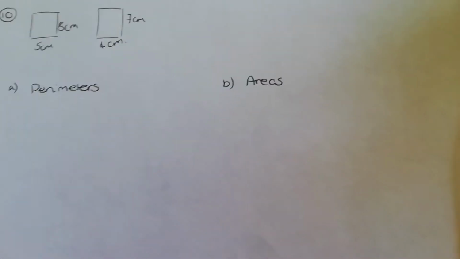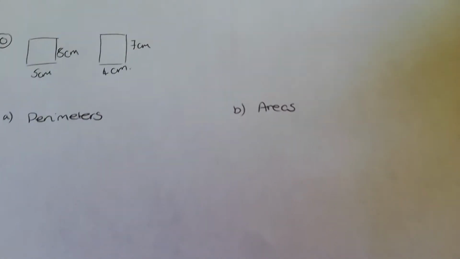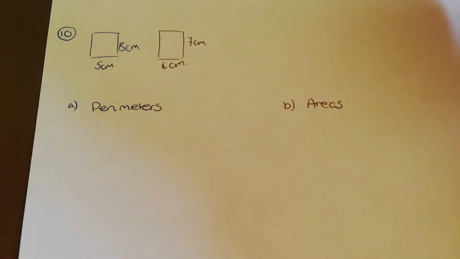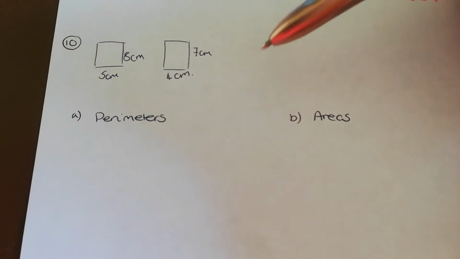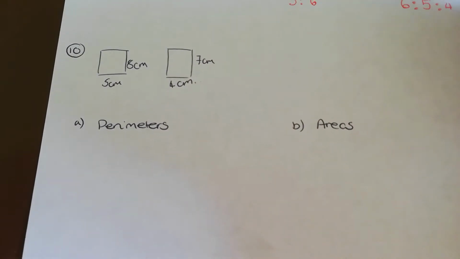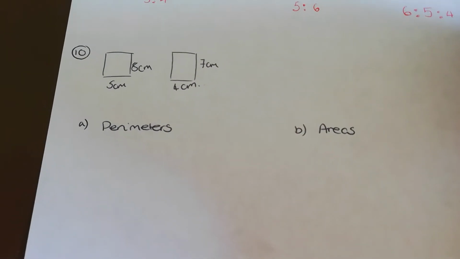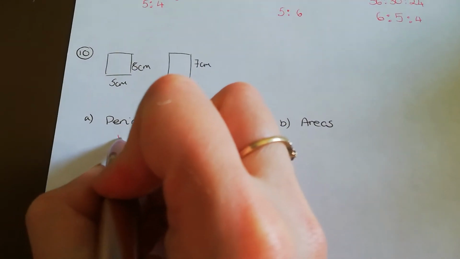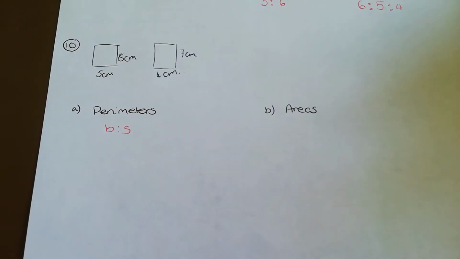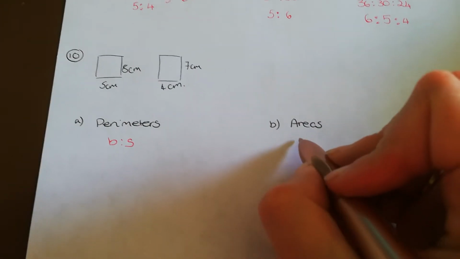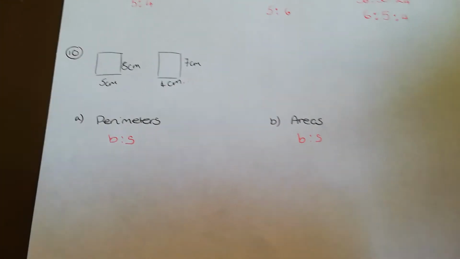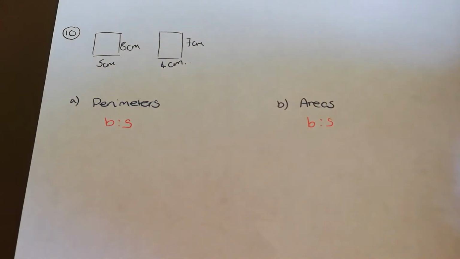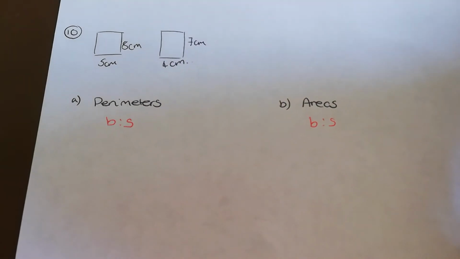And then the final question is question 10. Now in question 10 we were told we had 2 pictures. One was 5 centimetres by 8 centimetres and one was 4 centimetres by 7 centimetres, sorry. And we were asked to write down in ratio big to small, so we're going to put the bigger number first, the perimeters of these pictures, and then the same thing for the area. So the first thing we're going to have to do is work those 2 things out.